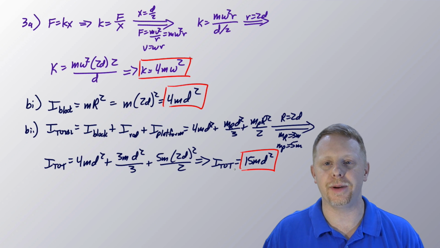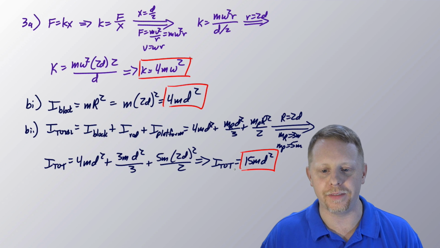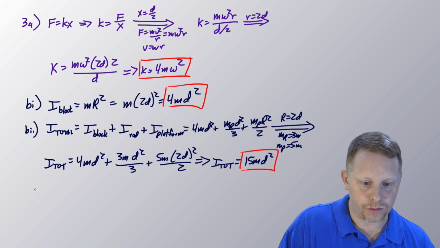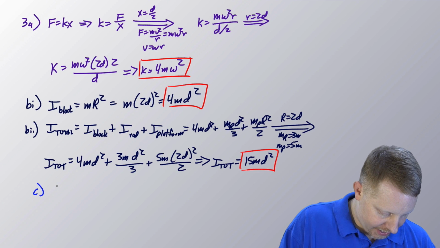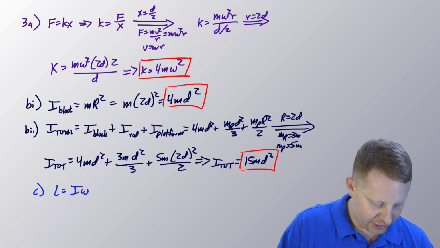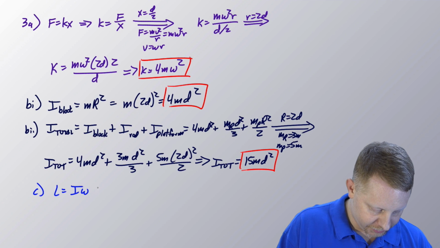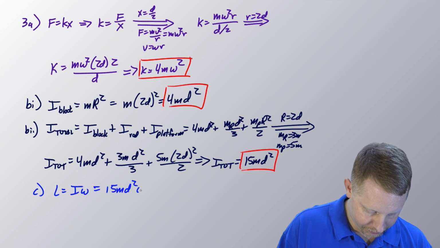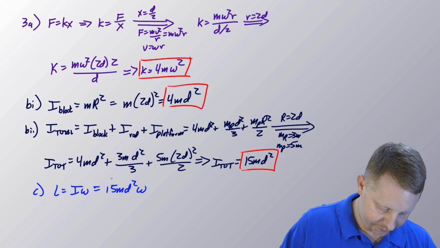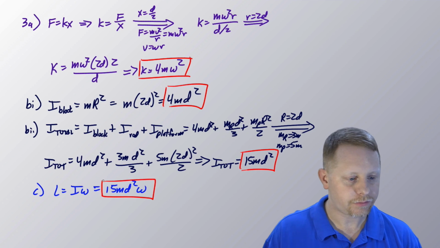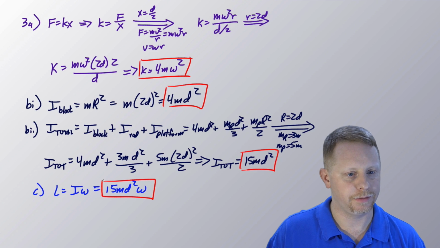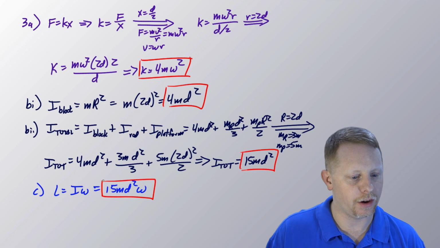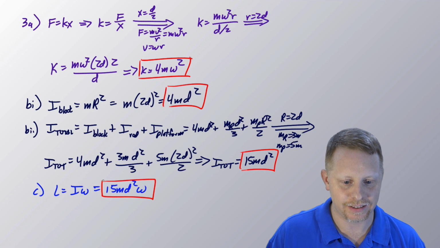Now C, find an expression for the angular momentum of the entire system about the axis of the platform. So, all right, for C, angular momentum is moment of inertia times angular velocity, which is just going to be 15 md squared omega. Seems straightforward enough. All right, moving on to part D.